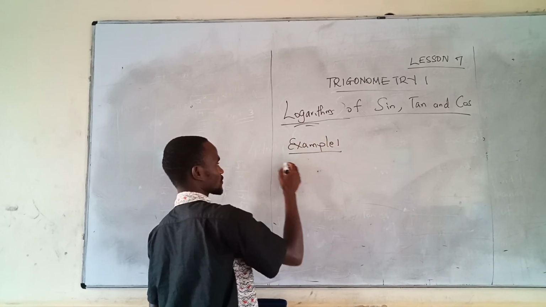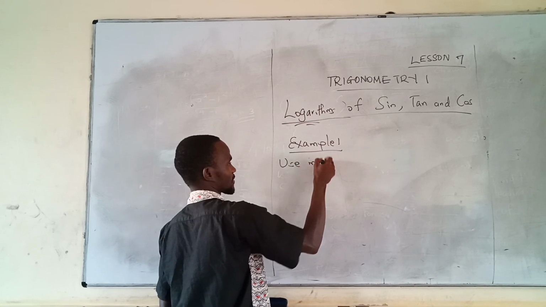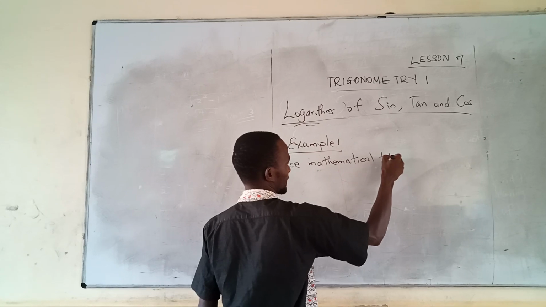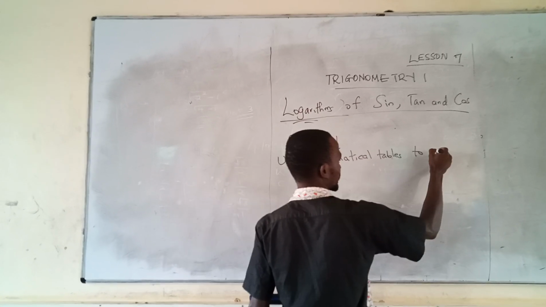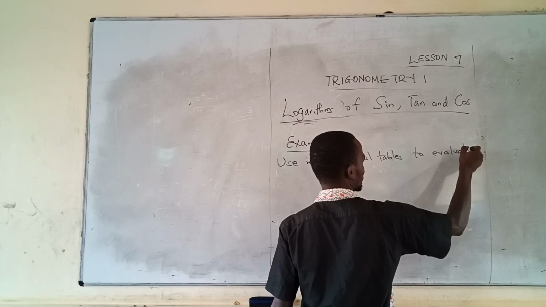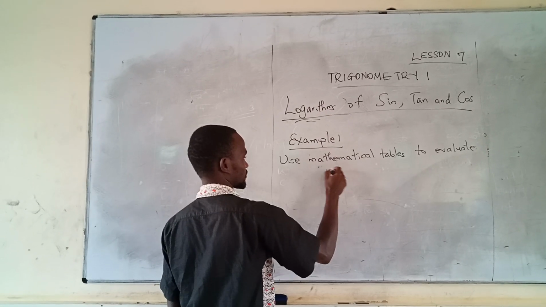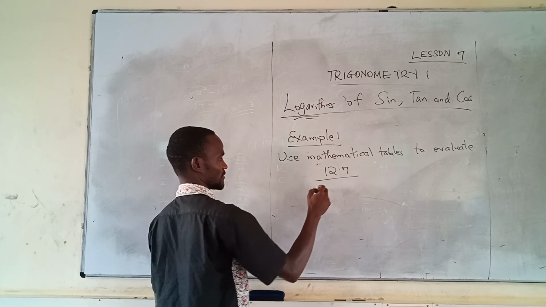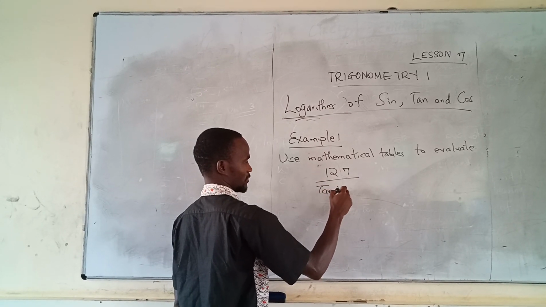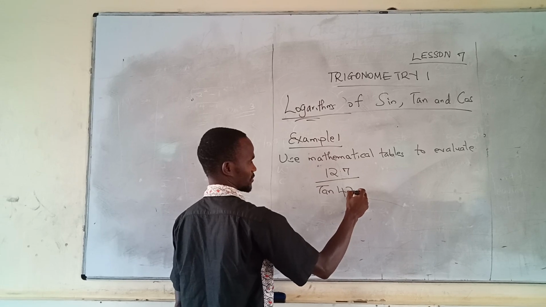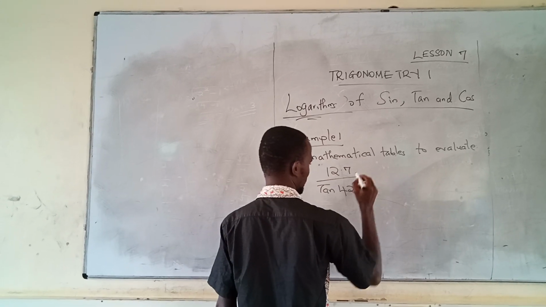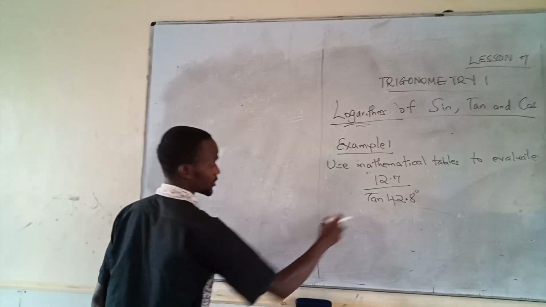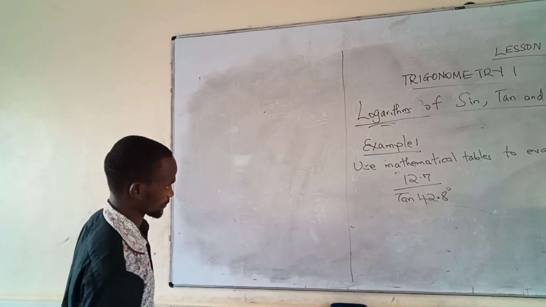Example 1, use mathematical tables to evaluate 12.7 over tan 42.8 degrees. Now in this sum, you have two options.